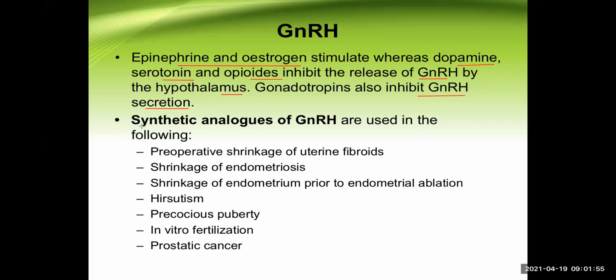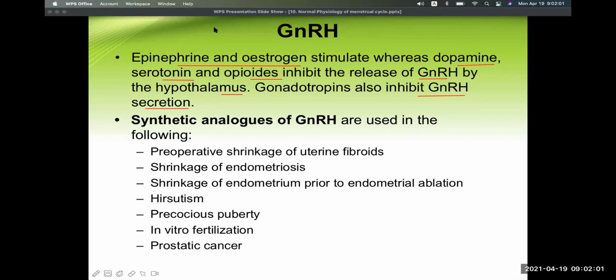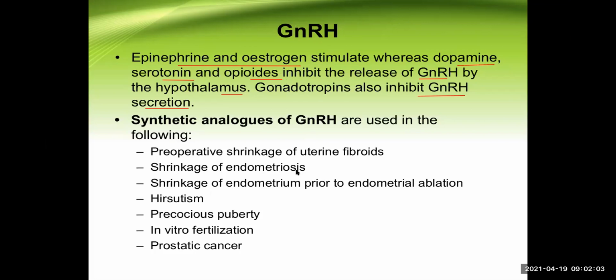Now, what are the uses of GnRH in clinical practice? This is a very important question for you. The synthetic analogs of GnRH are used in the following situations. They are used for pre-operative shrinkage of uterine fibroid, which I discussed just now. Leiomyoma or fibroid: the medical management is done by GnRH analog.